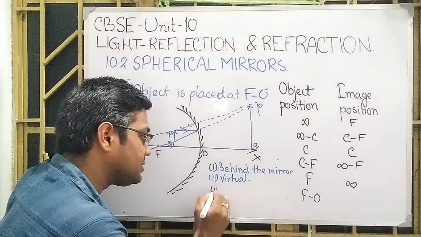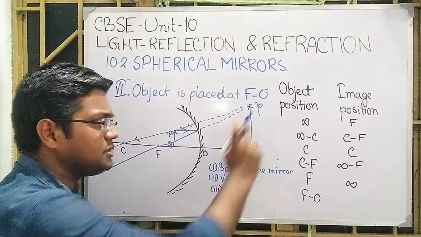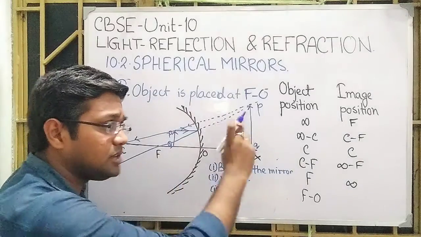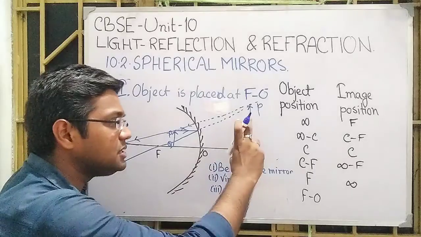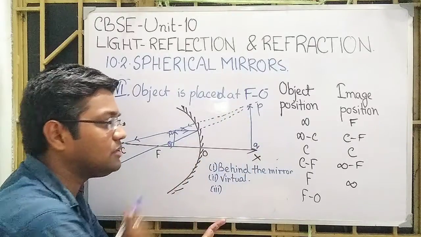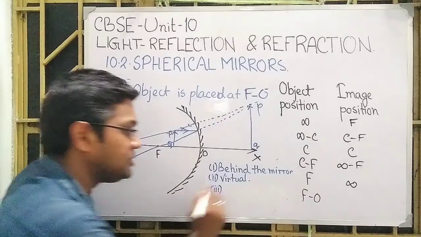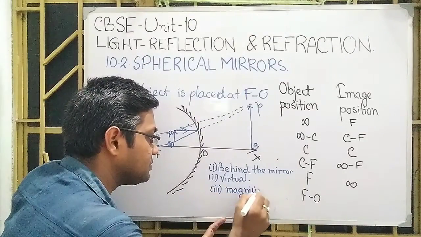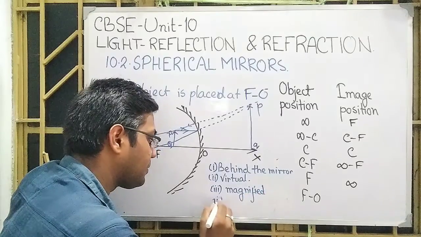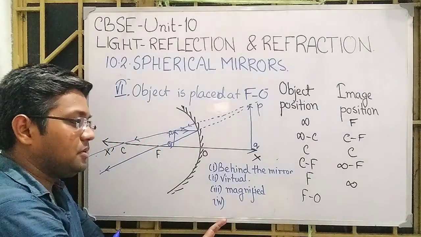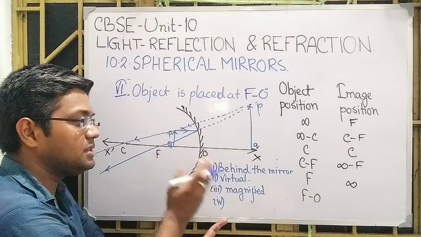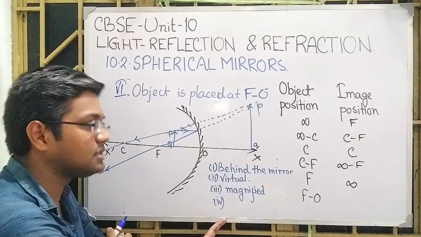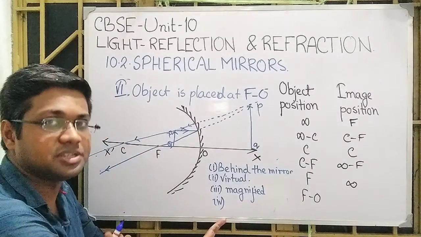The next one is, just look at the size of the image. Maybe it's virtual, but just look at the size of the image. The size of the image is greater than that of the object. Okay, so it is magnified. Now here the image is virtual, and it is magnified. So these are the three characteristics of this position.